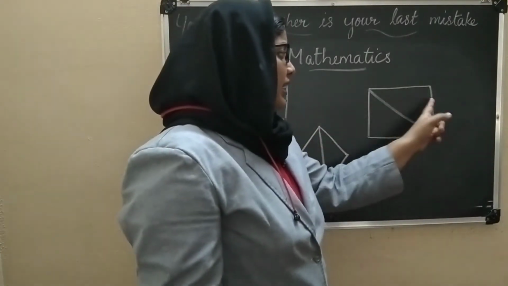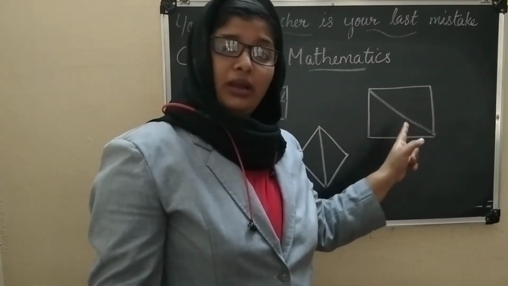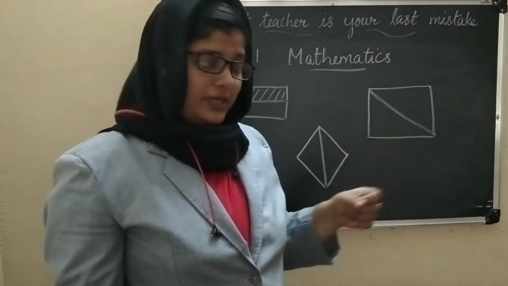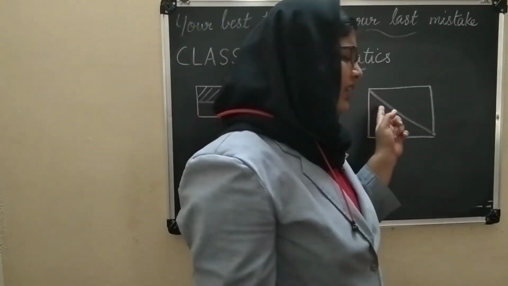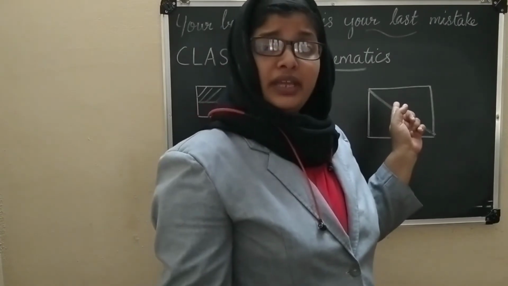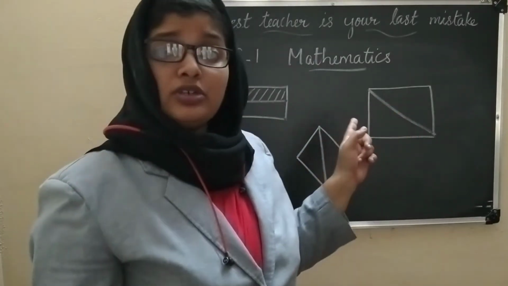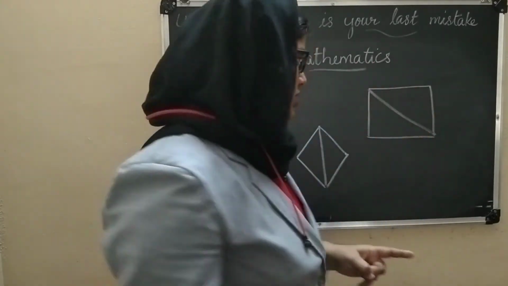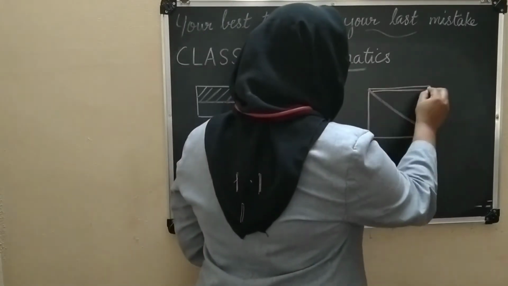Next step. In this picture, the figure is divided into two equal parts. We need to shade one part. So I am going to shade this part.